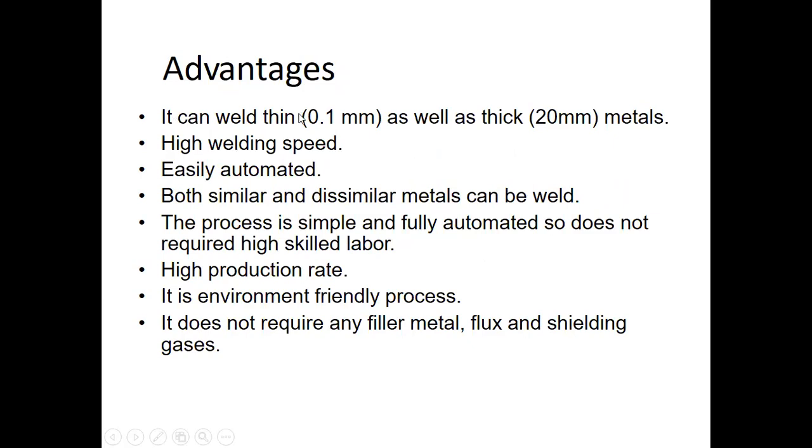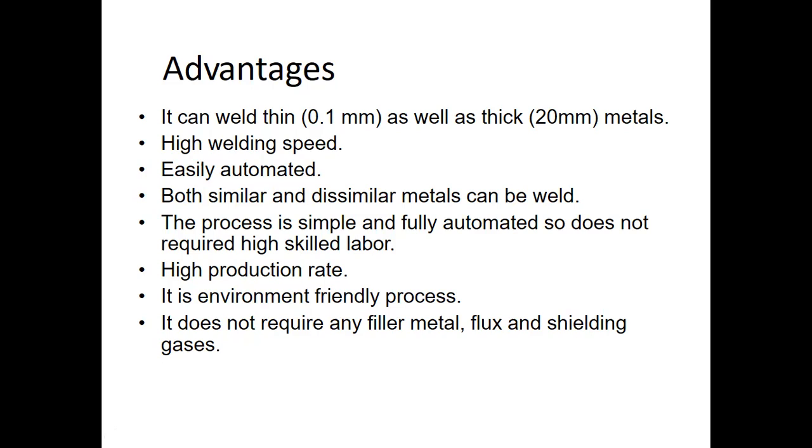As for advantages, you can weld thin plates of the order of 0.1 mm as well as plates as thick as 20 mm. It has a high welding speed and can be automated very easily. You just have to bring the electrode setup, or the arm, to the proper location, and that can be done with the help of an automated system. So this is very easily automated.